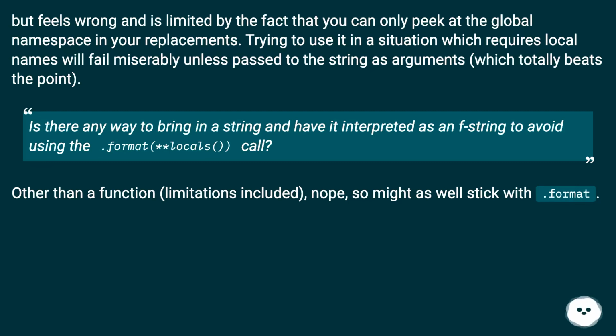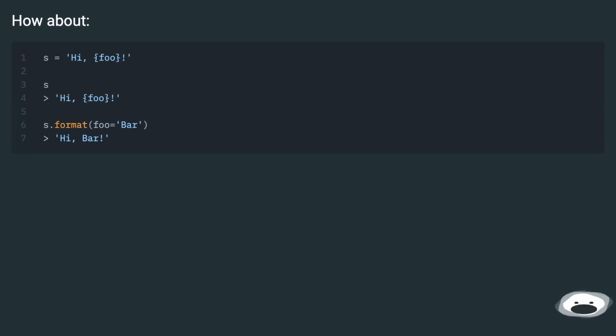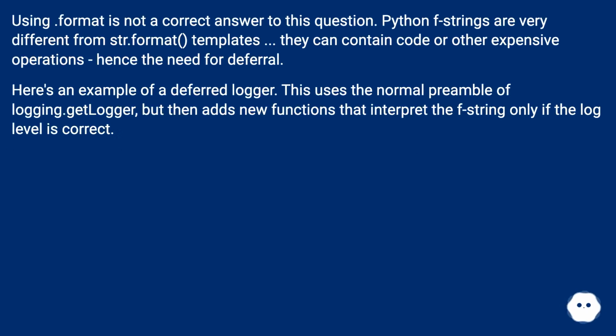Is there any way to bring in a string and have it interpreted as an F string to avoid using the format locals call? Other than a function, limitations included? Nope, so might as well stick with .format. How about this? Using format is not a correct answer to this question.